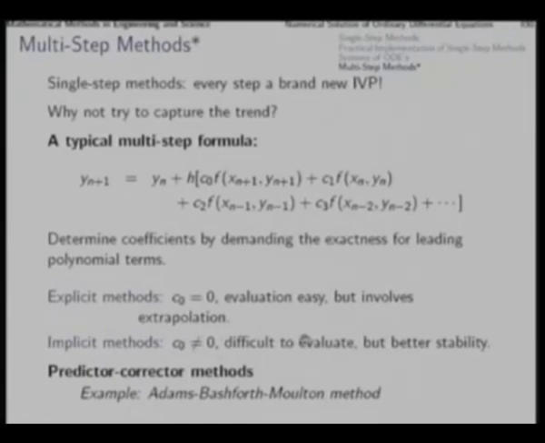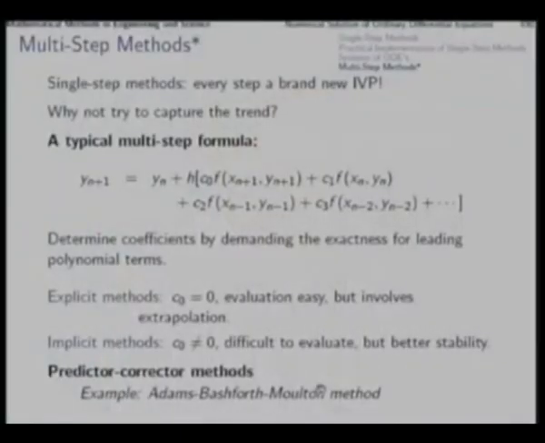It is of course not explicit, so it is difficult to evaluate and requires a solution of an equation. But such methods have better stability. And so far as the issue of stability is concerned, in the next lecture we will discuss it in more detail and talk of implicit methods in comparison to explicit methods, even in single step formulas, the kind of formulas that we have been discussing so far.